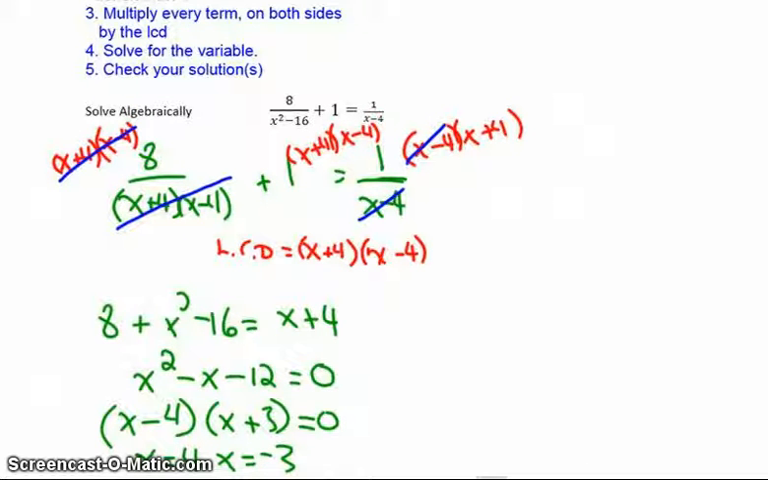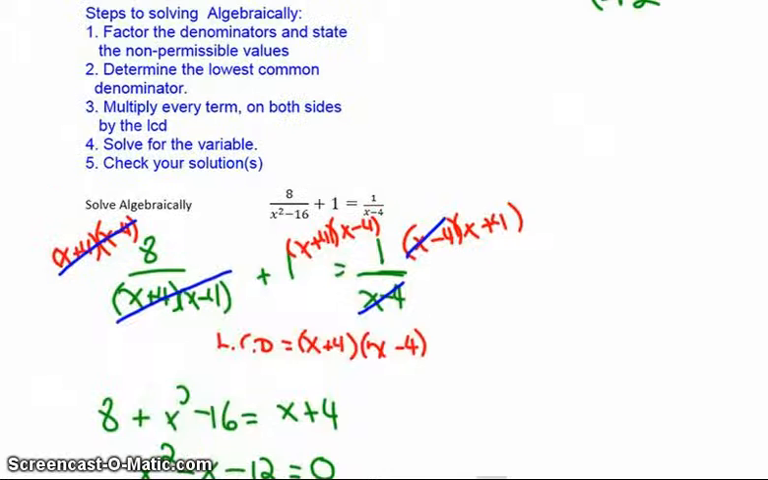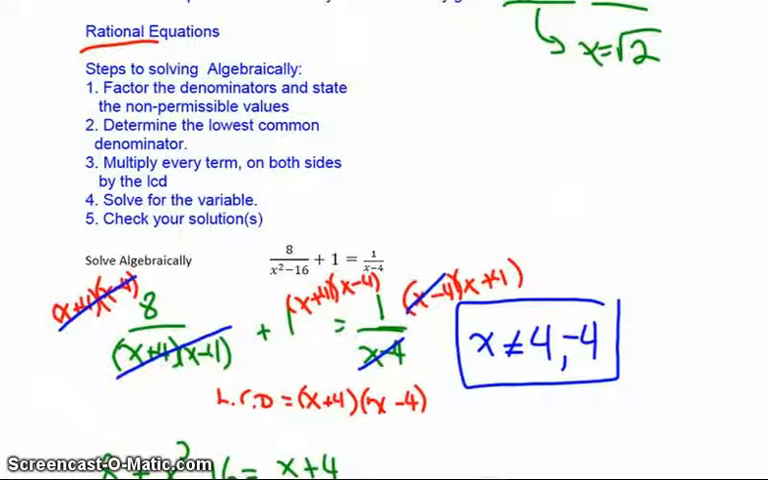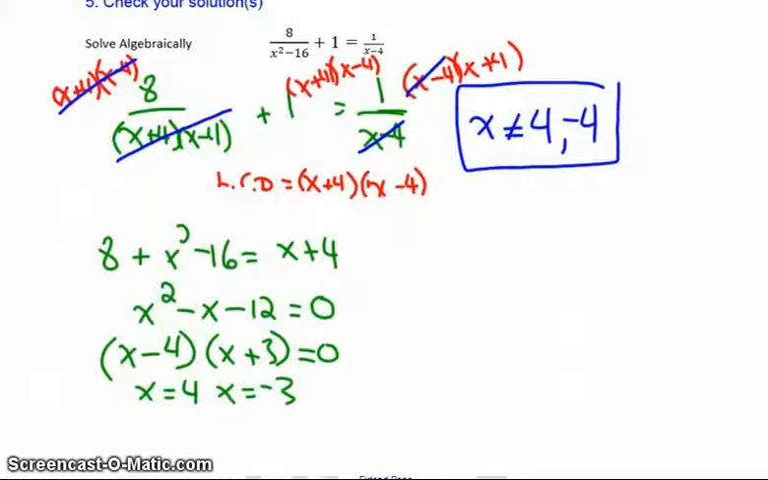We'll blame this on Nick. Nick forgot that after we factor it, we're supposed to put the non-permissible values. So at the very beginning, we make a statement, x cannot be equal to 4 or negative 4. Those are the non-permissible values. And so therefore, when we look at the end, we got our quadratic, we factored it, we got answers, and now we know that this answer cannot be here because x is not allowed to be 4. And that is an extraneous root.